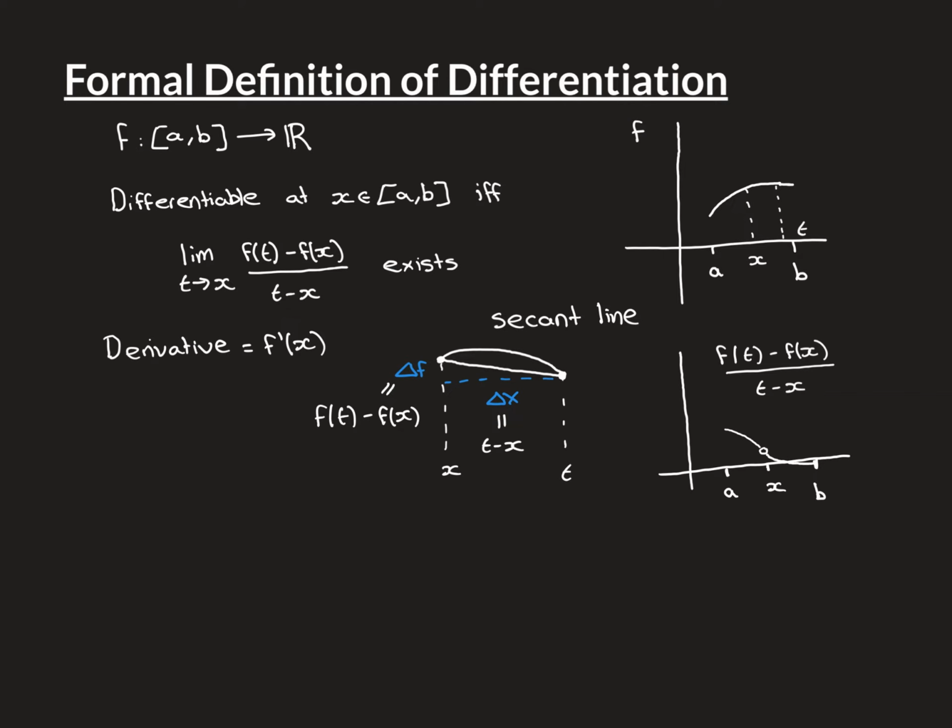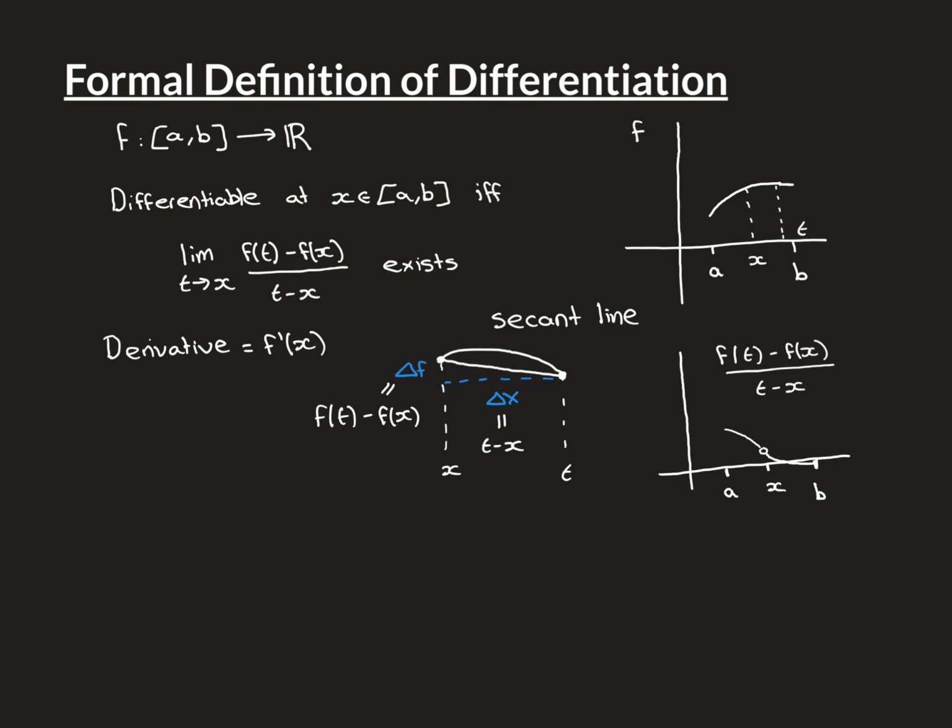So if it's a positive value, the secant line will be positively inclined, like so. If it's a negative value, as in the case of this function where delta f is going to be negative, f of t is going to be smaller than f of x, and t minus x is going to be positive, so overall you've got a negative divided by a positive, overall giving a negative. So that corresponds with this negative gradient secant line, so they'll be going in this sort of direction.